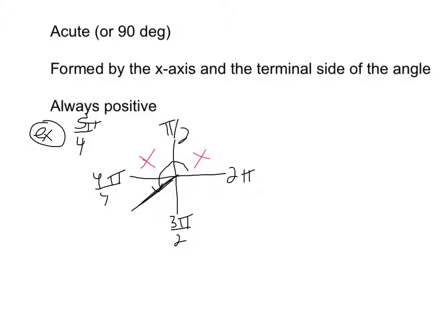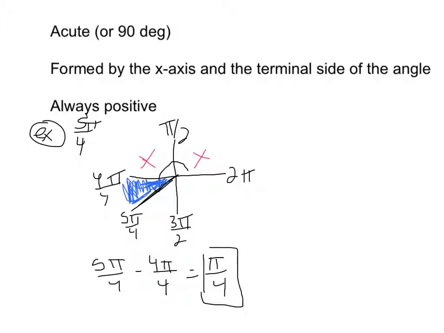So now I just have to follow those same rules again. I need to find the reference angle with the x-axis and the terminal side, which is this in-between part right here. So I know all the way around was 5π/4, and I know at 180 was 4π/4. So to find my reference angle, all I have to do is 5π/4 minus 4π/4, which, remember, with fractions, common denominator, I subtract across the top. All I have left was π/4. So my reference angle for 5π/4 is simply π/4.